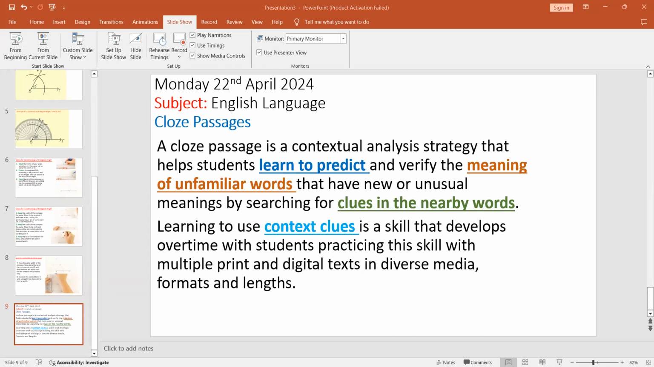Okay, so let's go ahead and do an example of a closed passage. By the way, if you have those two paragraphs written down, then take a picture of it and send it to me via WhatsApp. Again, if you have those two passages written down, take a picture of it and send it to me via WhatsApp.